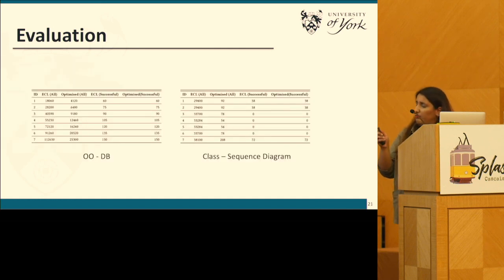Just the final bit about evaluation is the equivalence testing that I was talking about. These are the number of matches, basically. We have the number of all matches in ECL and the number of all matches in optimized ECL. And then we have the number of successful matches in ECL and then the optimized version. What you can see here is that the successful matches number still remains the same, which is what we expect. But the all matches are reduced because now we are comparing a pre-filtered domain. The same goes for the class sequence diagram model.